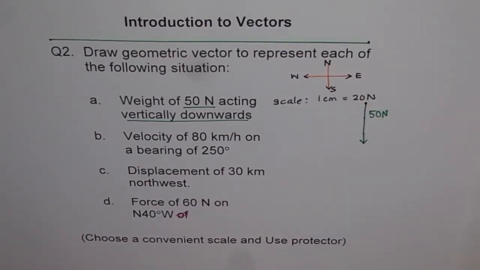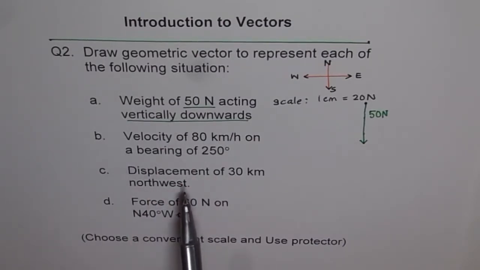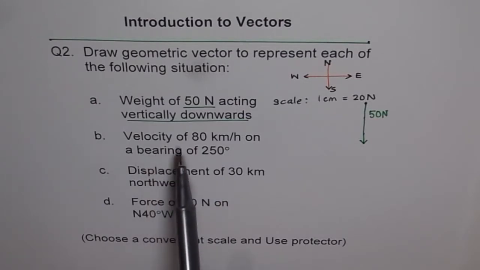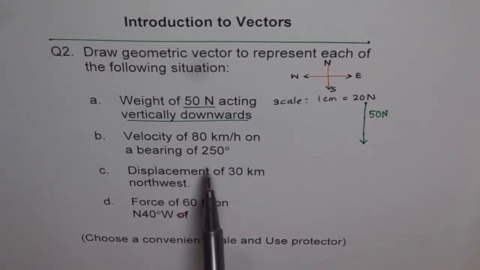So that is how you are going to draw each one of them. And that is the real geometric vector representing the vector here in words. So this description is the vector in words. The next question will be to describe the vector in words, where you need to use this kind of language. Velocity of 80 kilometers per hour on a bearing of 250 degrees, okay? So do that in the next one. Go through it carefully.